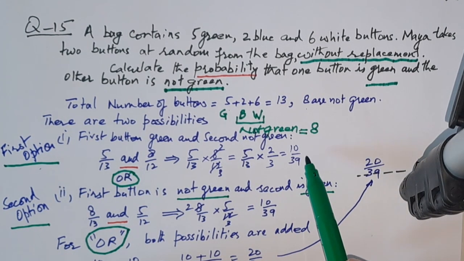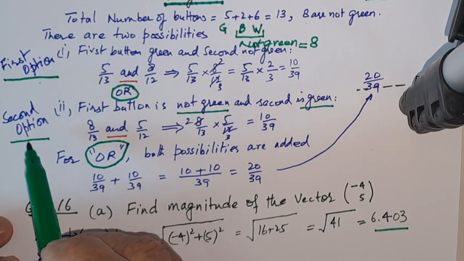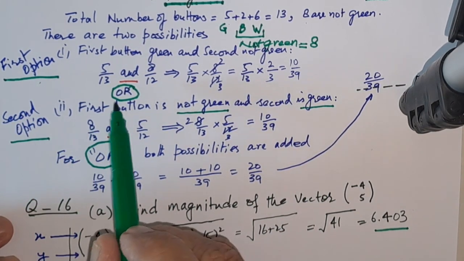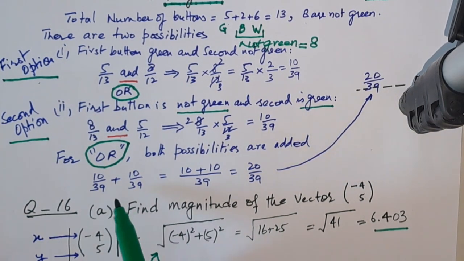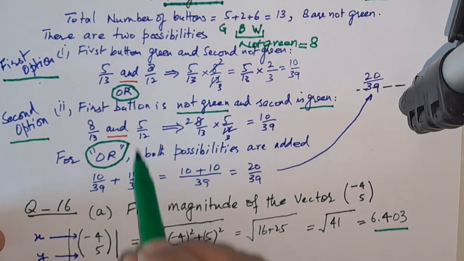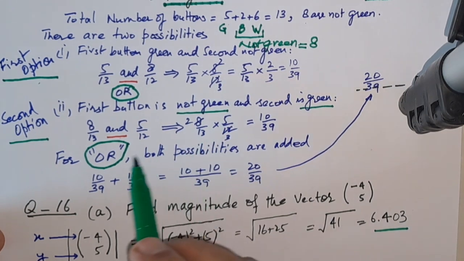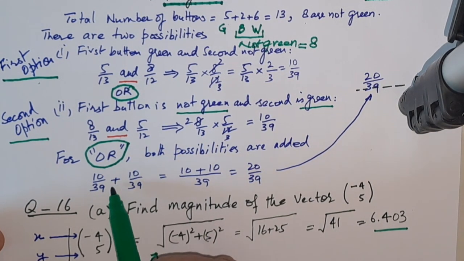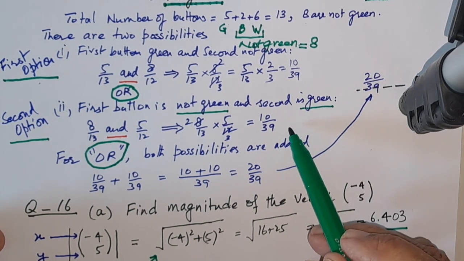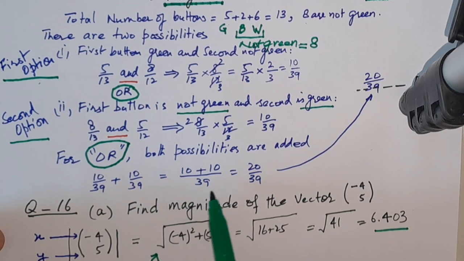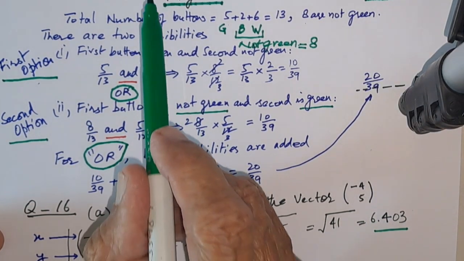Now we have either this probability or this probability, that is either the first option or the second option. So if we have an or between the probabilities or options, then we add them up. If we have an and in between, we multiply them. But if we have an or in between, we add them up. So 10 over 39 from the first option and 10 over 39 from the second option are added and we get an answer of 20 over 39. This is the total probability for this question.